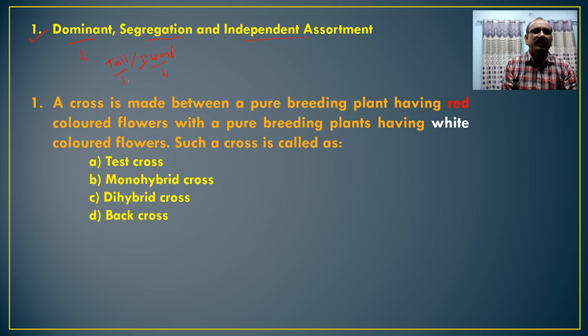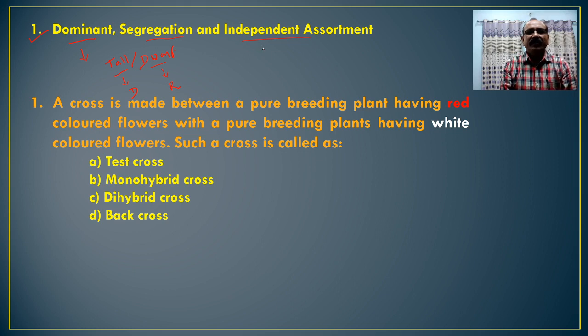So here the tall will be the dominant character and the dwarf will be the recessive character. Segregation means that when a pair of alleles is brought together in a hybrid, the members of the allelic pair remain together without mixing with each other and separate or segregate at the time of gamete formation. Means here, at the time of gamete formation, there is a separation of alleles from each other, so that there is a segregation of the genes present in the organisms.